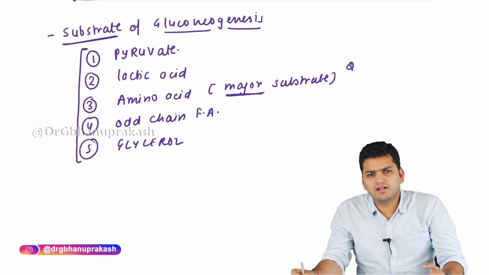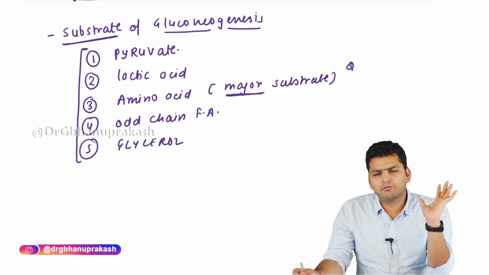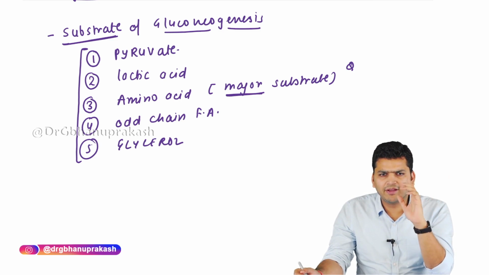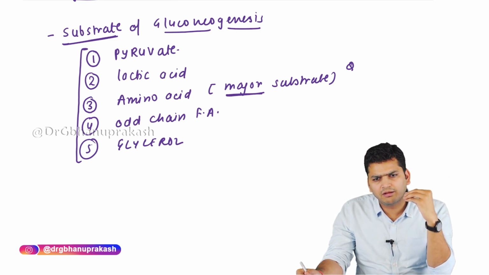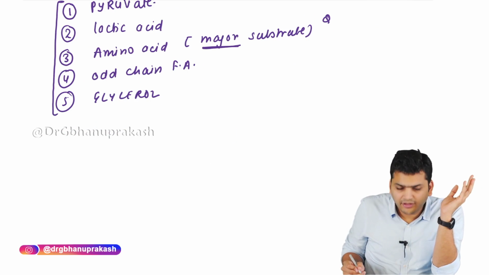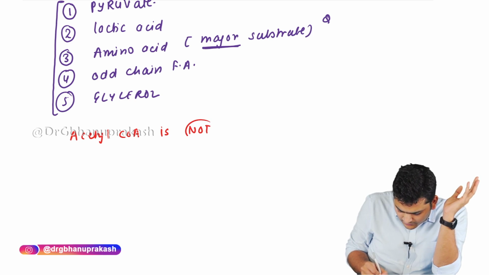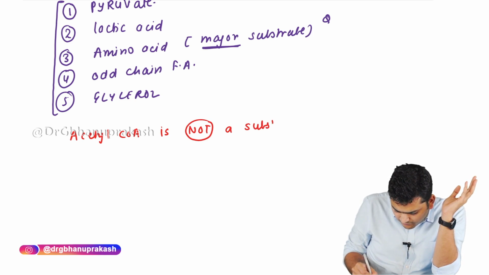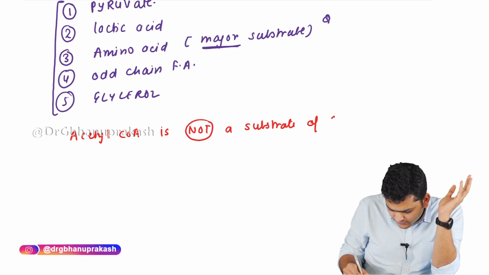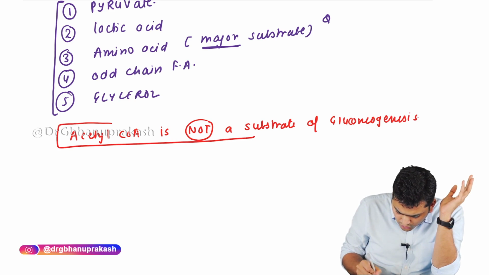Now whenever the question is asked, all of the following are substrates of gluconeogenesis except, there is one molecule from which we can never make glucose, and most of the time that is going to be in the options. The name of that molecule is acetyl CoA. So let's write down this negative point: acetyl CoA is not a substrate of gluconeogenesis. We can never make glucose from acetyl CoA.